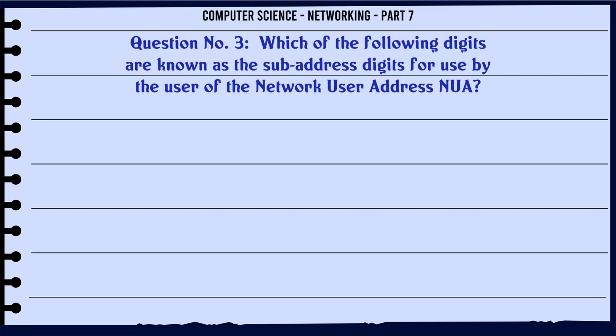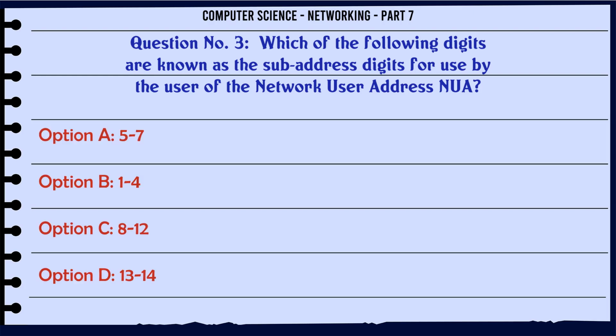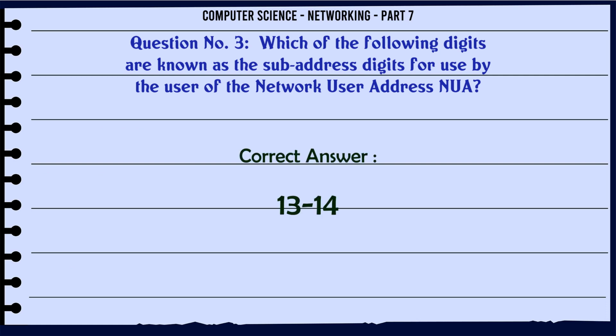Which of the following digits are known as the sub-address digits for use by the user of the Network User Address, NUA? A. 57. B. 14. C. 812. D. 1314. The correct answer is 1314.